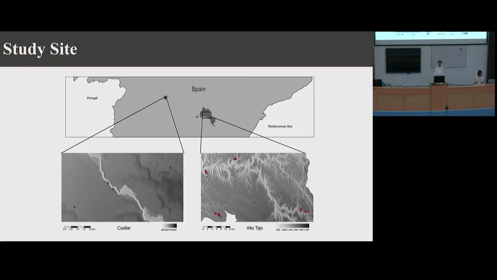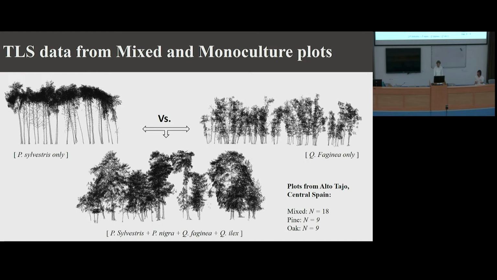So my sites are in Spain. This is part of the FUNDIV network, which is a functional diversity experiment across the whole of Europe. This is one part of it in the Mediterranean. I had some forests in Cuellar, northwest of Alto Tajo, which is more flat riparian. Alto Tajo is very mountainous. And basically we have 4 species. So we have 2 pines and 2 oaks.